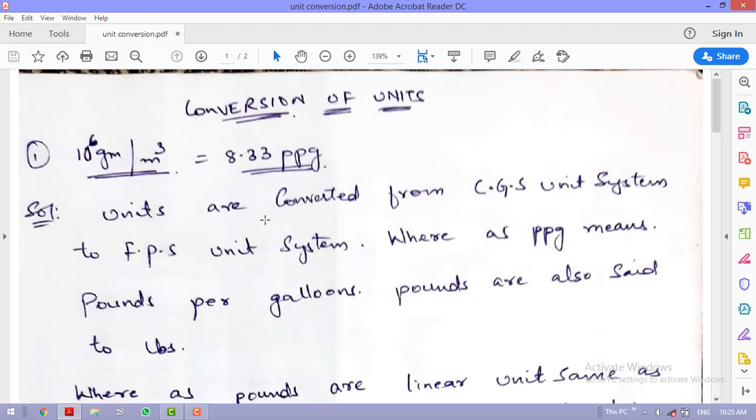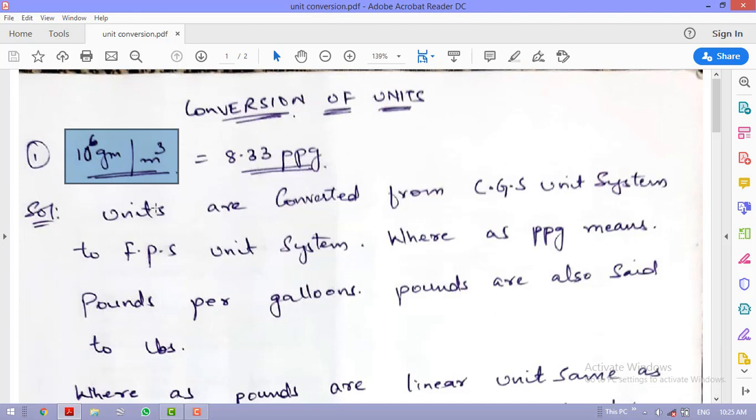So the first thing I am going to show you is how 10 power 6 grams per meter cube is equal to 8.33 ppg. I would like to tell you that 10 power 6 is an approximate density of water in grams per meter cube, or else it will be 998.5412 grams per meter cube is equal to 8.33 ppg. That we have to prove, right?